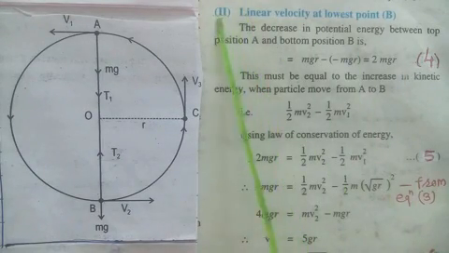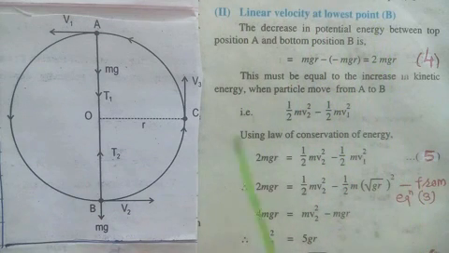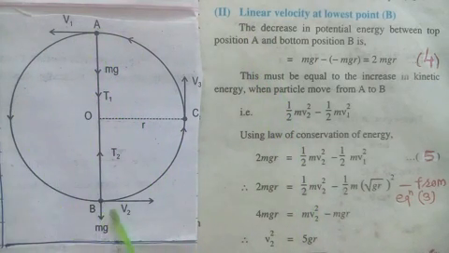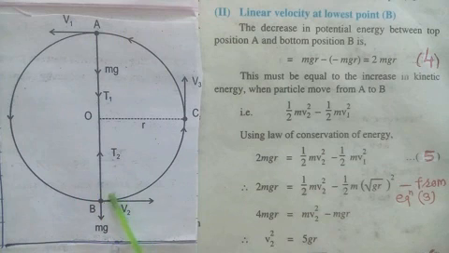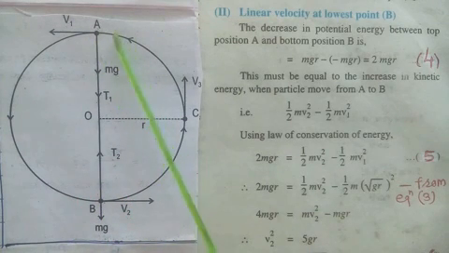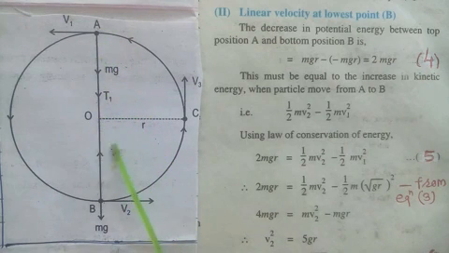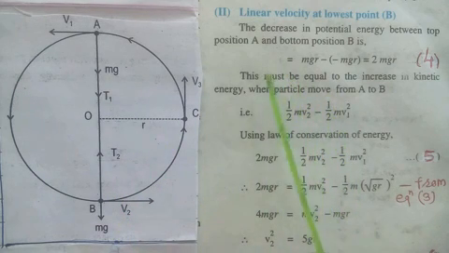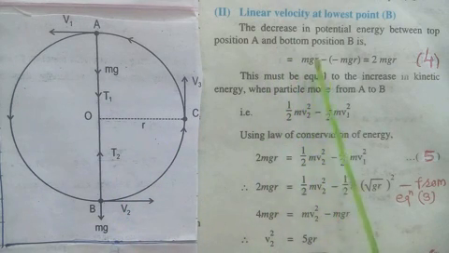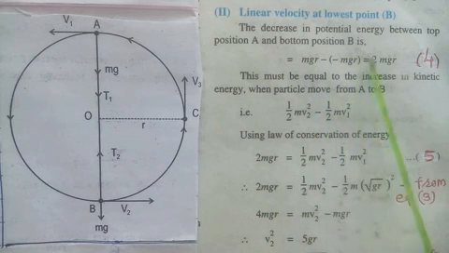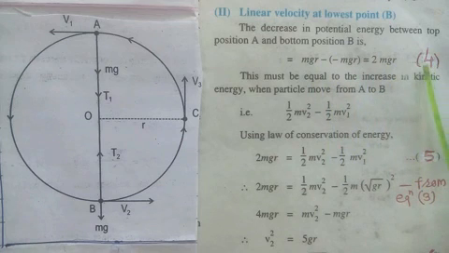Now we have to find the linear velocity at the lowest point B. When the particle moves from the highest position A to B, its potential energy decreases by the amount mgh. What is h? What is the decrease in height? This is r plus this is r, that is 2r. Therefore the loss in potential energy is mgr plus mgr, that is twice mgr, equation number 4.